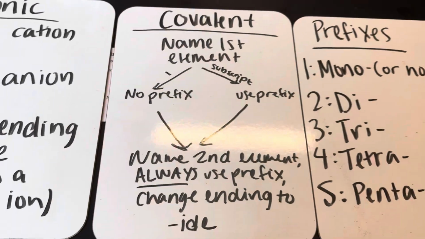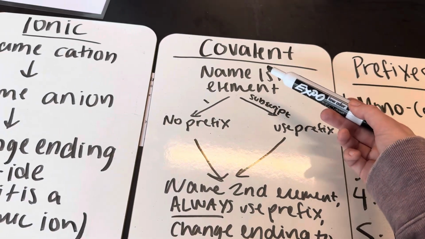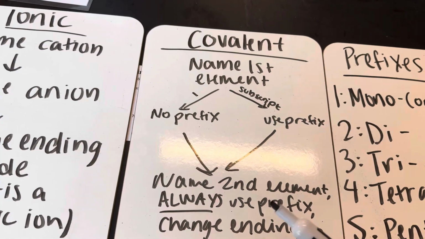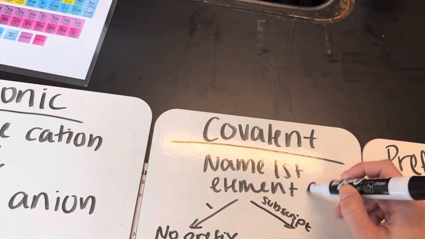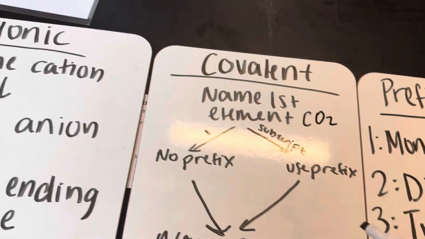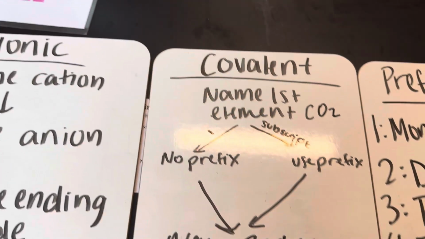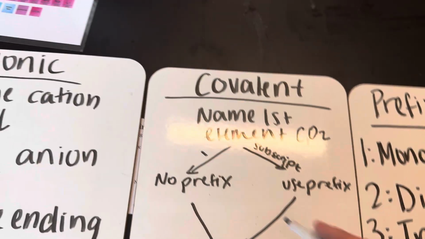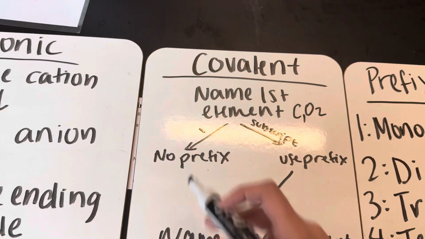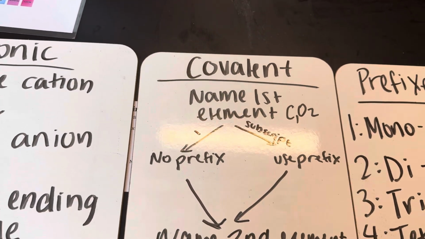So here's how you name a covalent compound. You name the first element, and you need to look at that first element and decide, does it have a subscript? So if you have something that looks like this, the first element, carbon, does not have a subscript. If you have no subscript, it means 1. So that means if you have no subscript, you're going to use no prefix, only for the first element.